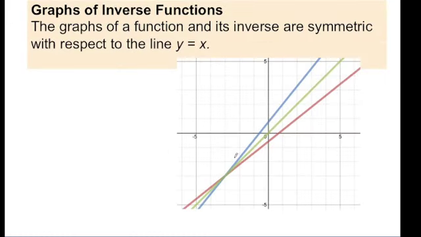The graphs of inverse functions. So the graph of a function and its inverse are symmetric with respect to the line y equals x. So the red here is the same we had, my f of x, where y equaled 4x minus 3 over 5, and the blue is the same we had, where the inverse was y equals 5x plus 3 over 4. And you notice this green line is the line y equals x. And if I folded along that green line, the blue and red would match up. That's what we mean by being symmetric.